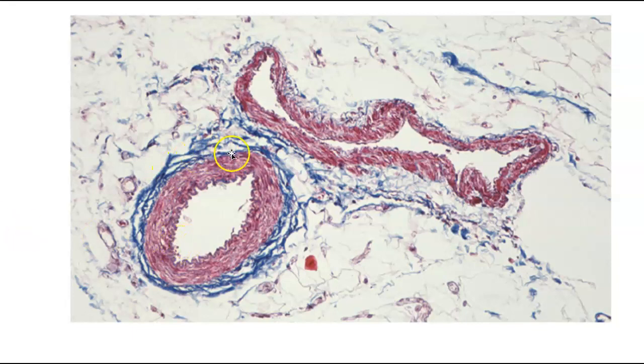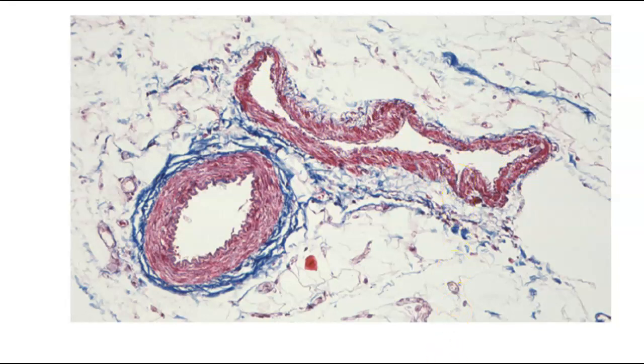Hopefully you're thinking this vessel is the artery because it has a thicker wall and it's retaining its shape better because it's more muscular, compared to this is the vein. It's bigger because it's stretched out, because it's not as muscular, and it's even kind of flattening out. It's not retaining its shape.